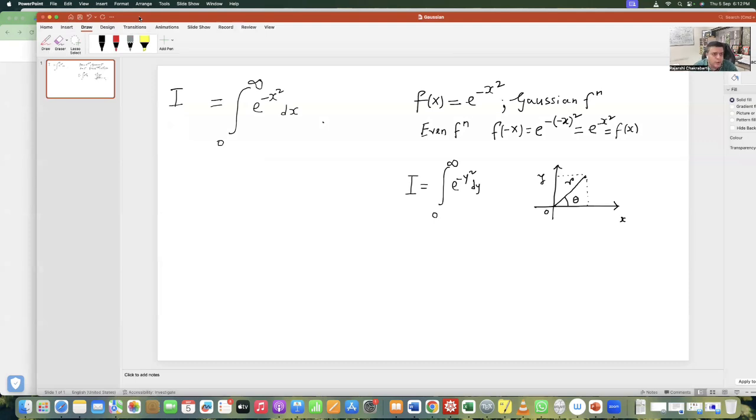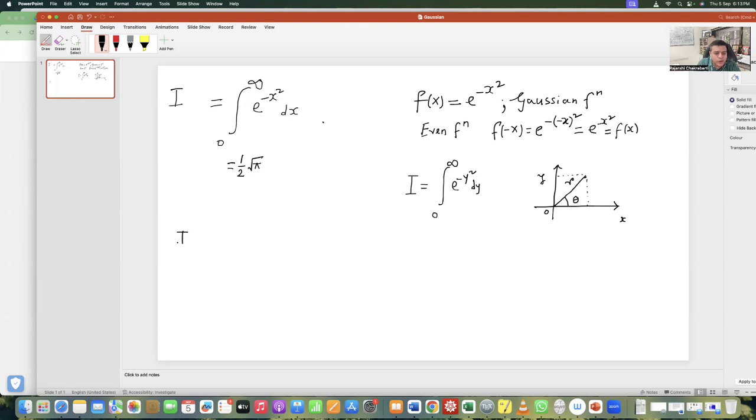Let us do it. So we know the answer is root over pi by 2. This is the answer if you integrate from 0 to infinity. But how is it root over pi by 2? So let us do it. Let us define this integral as I. Since x is a dummy variable, I can always define this integral in terms of some other dummy variable like y. So this is also I.